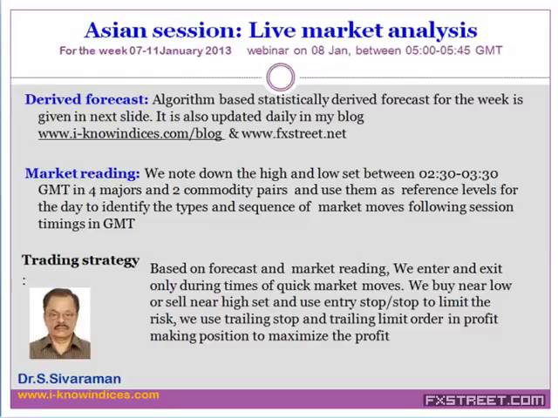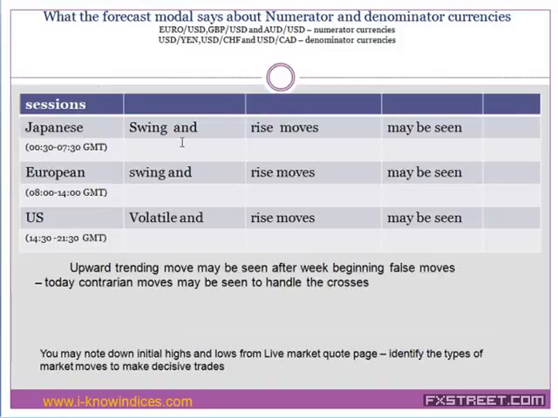Now the expected market moves for today. Swing and rise moves during the Japanese session. The session timings are given here: 0030 to 7:30 GMT. Then 7:30 to 8 GMT is a gap time before the start of the European session. The European session is expected to make swing and rise moves again. Then 14:00 to 14:30 is the gap time. Every day you would have noticed that during gap time they make a false move. Then 14:30 to 21:30 is the US session.